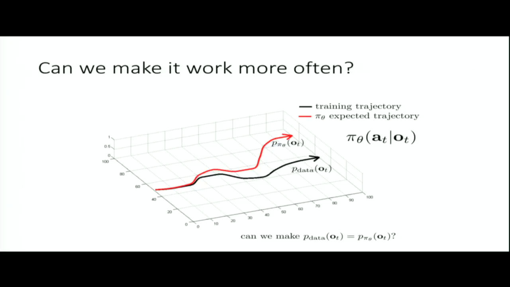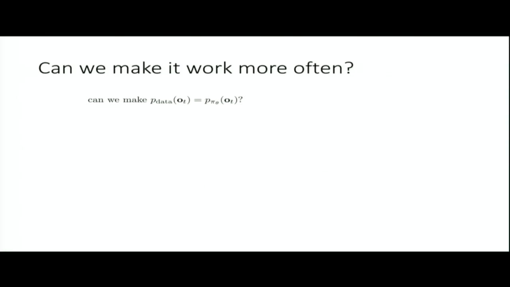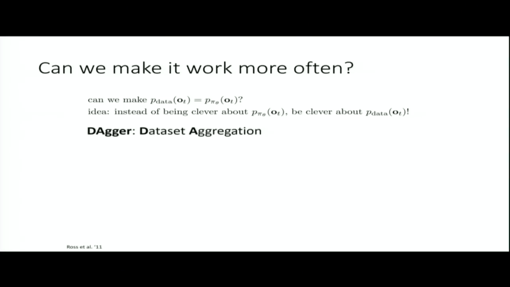So can we fix this? Can we somehow make the distribution of observations during training, P data, equal to the distribution of observations at test time, P pi? And how can we do that? Well, here's a funny idea. Maybe instead of being clever about our policy, instead of being clever about P pi, what if we're more clever about our data distribution? What if instead of just blindly taking this big bucket of data that we got from our human drivers, we do something a little different to get a data distribution that's a little bit closer to what the policy would actually see? This is the idea behind an algorithm called DAGGER, which stands for Dataset Aggregation, and you'll be implementing this algorithm in homework 1.